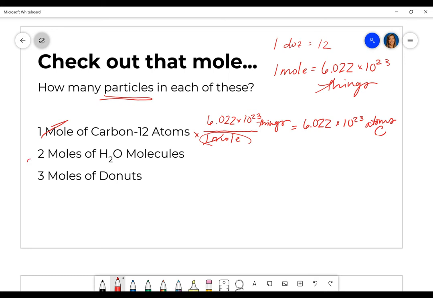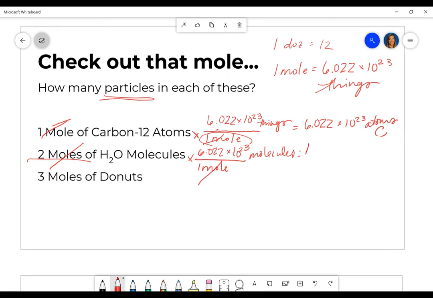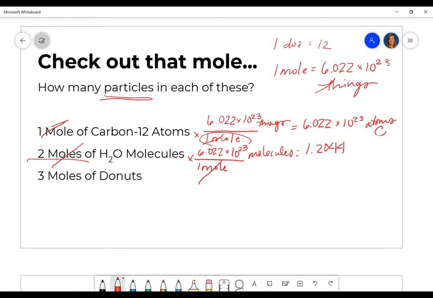Okay, let's look at the second problem. Similar setup. Sometimes people want to put 2's down here. Don't do that. You've got to put what's equal. This is your conversion factor. We're talking about 10 to the 23rd molecules, our particles here. So 2 multiplied by 6.022 times 10 to the 23rd molecules. Moles are going to cancel. We end up with 1.2044 times 10 to the 24th molecules of water.